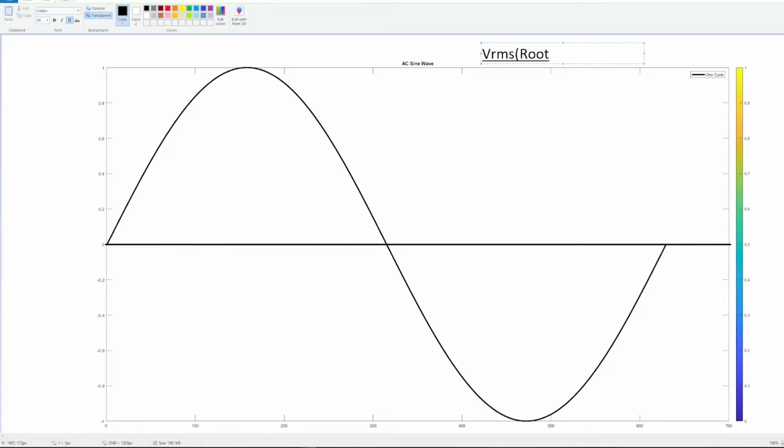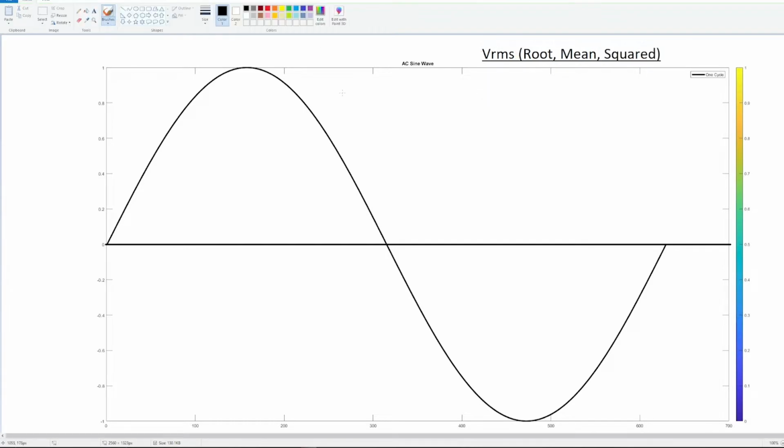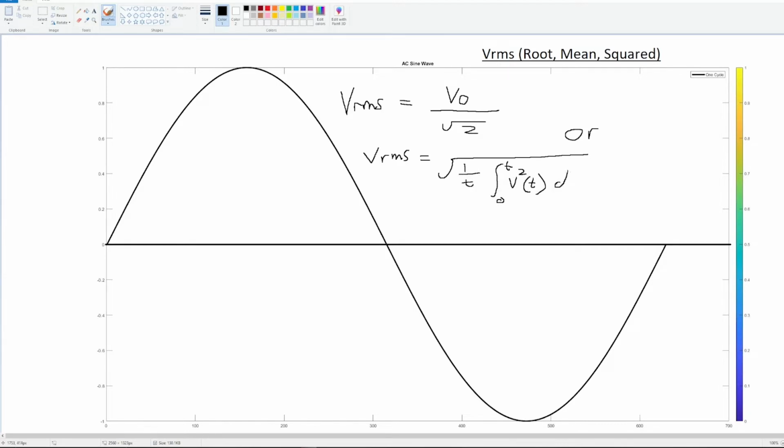VRMS, also known as root mean squared, can be calculated in two forms. Your first form will be VRMS equals V initial over the square root of 2, or the square root of the integral of 1 over T from 0 to T, V squared with respect to t.